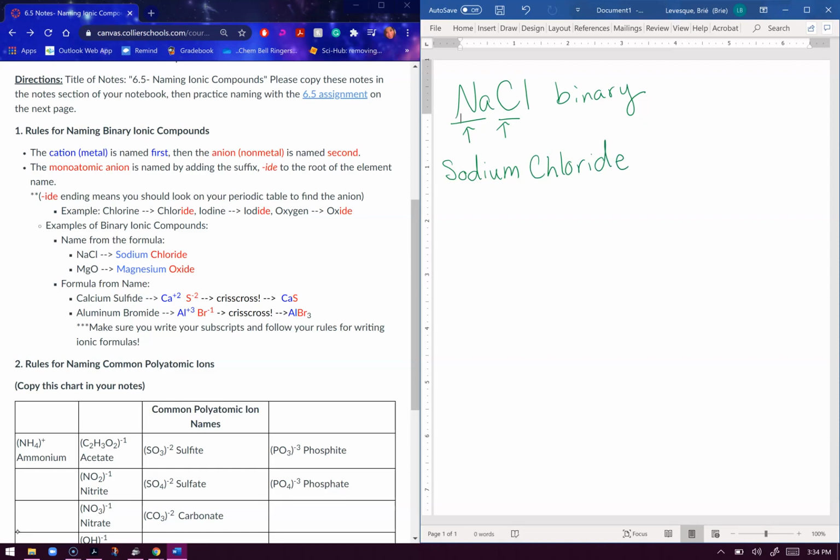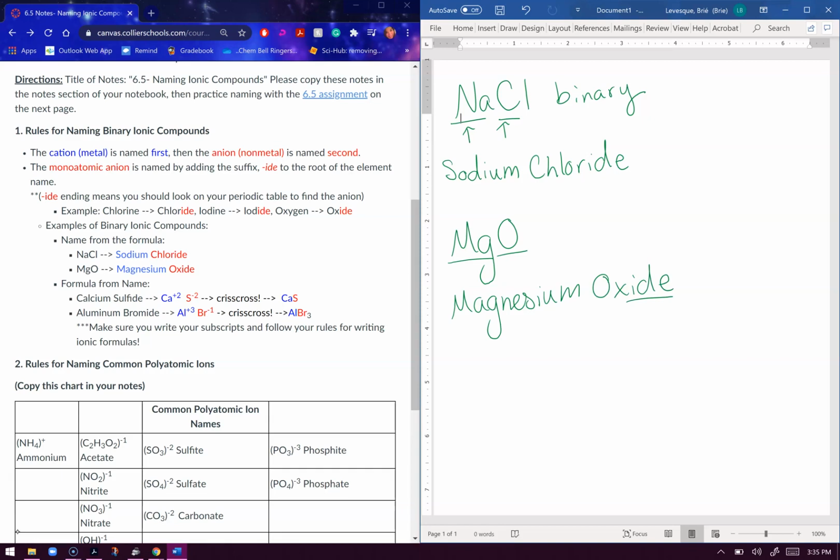Okay, and I gave you examples. Chlorine becomes chloride, iodine becomes iodide, or oxygen becomes oxide. So if we look at a second example, MgO, if we wanted to name this one, we're going to name the metal first. Mg is magnesium. O is oxygen, but because it's in a compound, it's no longer by itself, it's going to become oxide, IDE ending.